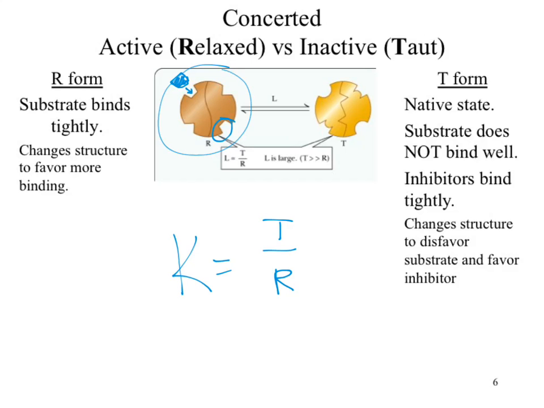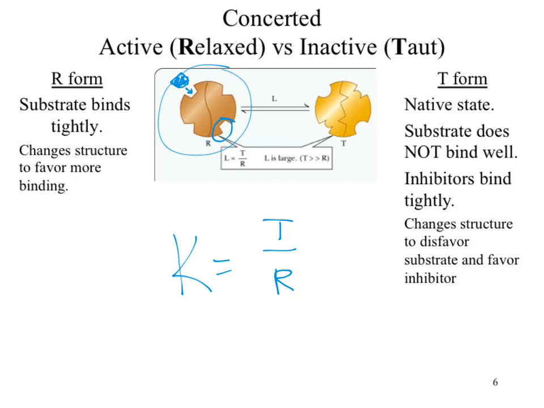Would have been nice if they'd used standard notation, but instead of referring to that as K, what do they refer to it as? We bring in another letter. Now we're looking at L. So L is effectively the equilibrium constant between those two states, or at least related to that. In the T form, the substrate does not bind very well. So most of the time the enzyme doesn't bind our substrate in the case of the allosteric enzymes. When an inhibitor does bind, it's going to change the structure of our T state to further disfavor substrate binding.